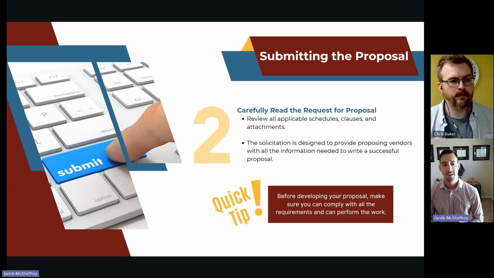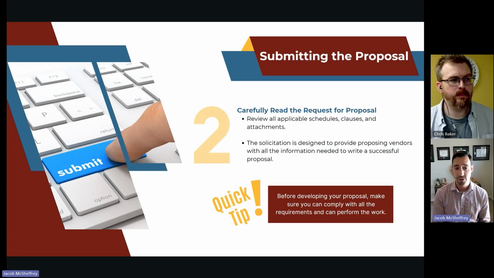Quick tip here is that before developing your proposal, make sure you can comply with all the requirements and can perform the work. Again, it sounds like a very intuitive thing to do, but this is often missed because sometimes there's a specific licensure, specific requirement, or specific time frame of a project that you have to have in order to be eligible that can be easily missed, because there's a lot of pages in a proposal. It could be 20, 30 pages, and it's easy to miss one requirement that may no longer make you eligible for the proposal.